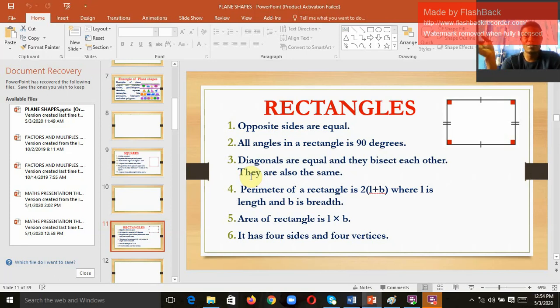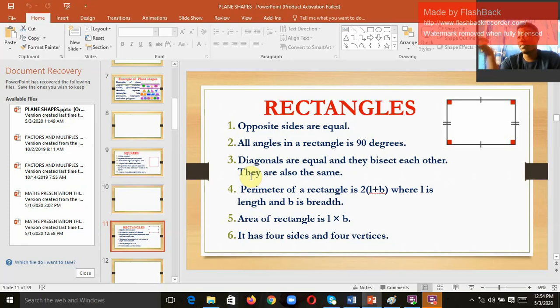Now let's look at some of the properties of a rectangle. A rectangle is also another example of a plane shape. It's an example of a quadrilateral. A quadrilateral is any 4-sided shape. So let's look at some properties or attributes or characteristics of a rectangle.